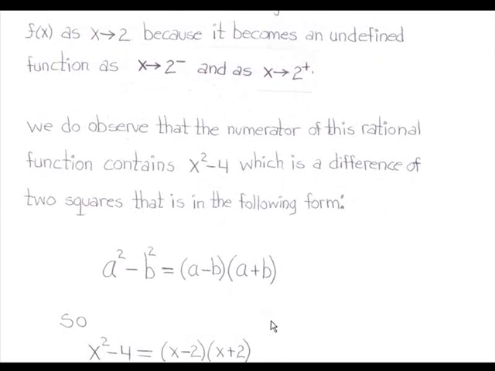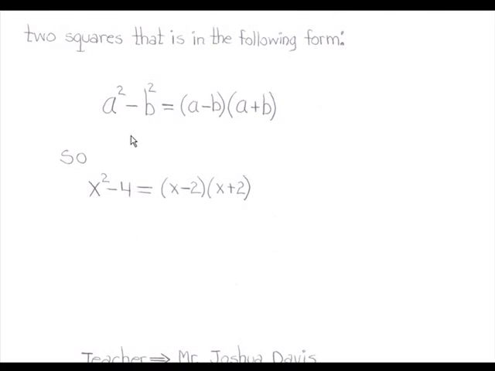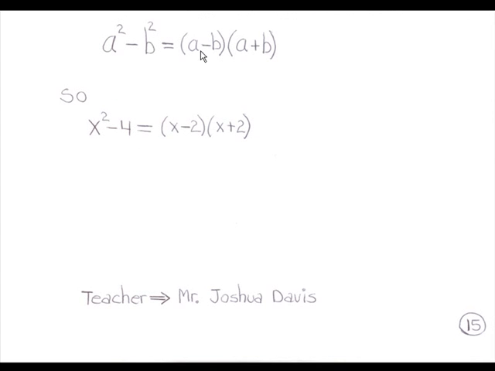That is in the following form: a squared minus b squared is equal to (a minus b) times (a plus b). So we can factor x squared minus 4 into the following factors: (x minus 2) times (x plus 2), because both x squared and 4 are perfect squares. So now we have the factored form of x squared minus 4.